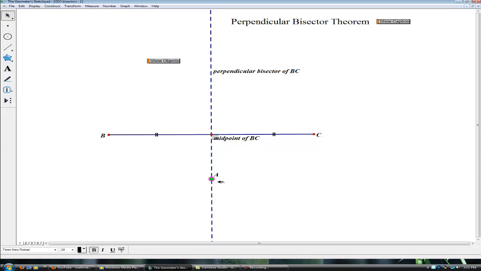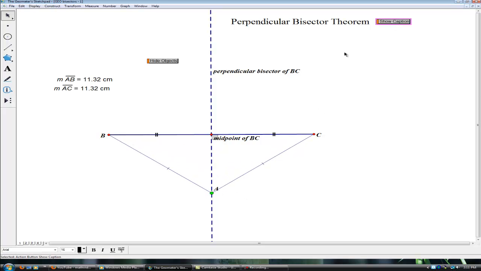So what we're interested in is this point A, as it moves along the perpendicular bisector, what relationship will it have with the endpoints? So let's take a look. Turns out that this point A, as long as it's on the perpendicular bisector of segment BC, will always be equidistant from B and C.